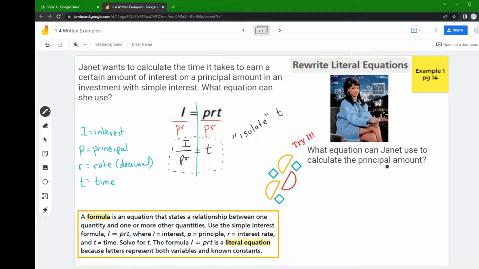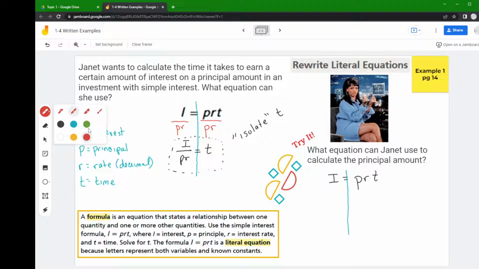Alright? Now this one says, what can Janet use to calculate the principal amount? So if I start by writing out the equation, I want to try to get the P by itself. Alright, so I'm going to go ahead and draw my little river. And when I look at it, P is being multiplied times R times T.